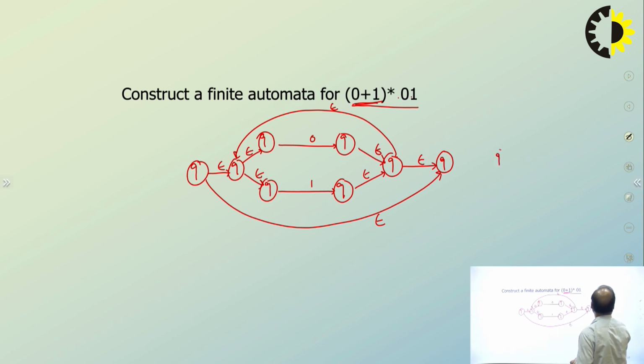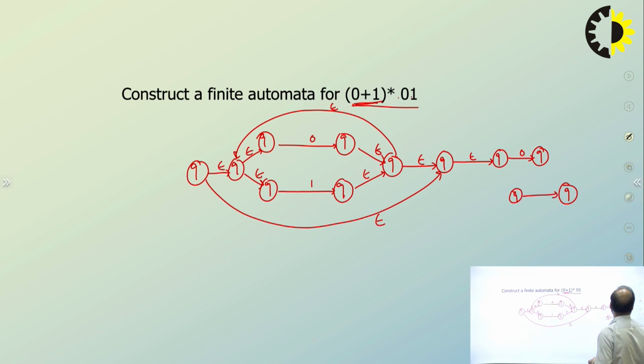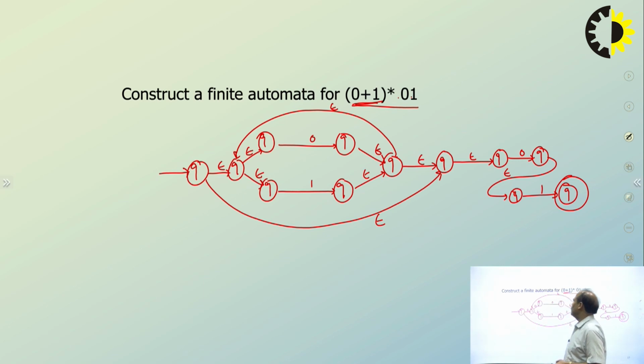You have to write for 0. So just write for 0. So this is 0 and connect them by epsilon, right? Again there is 1. So make another machine for 1, and connect this by epsilon. And this is finishing. This is the final state. And finally, this is the starting state.